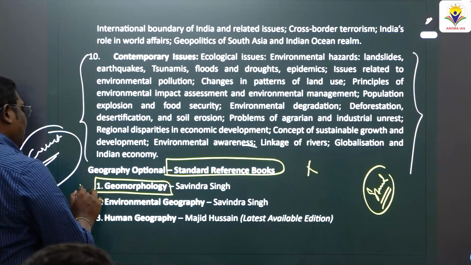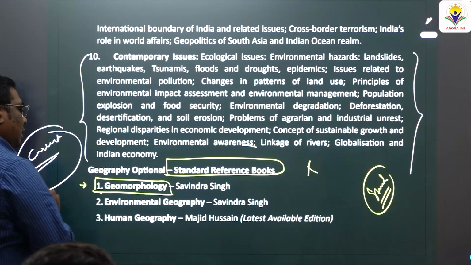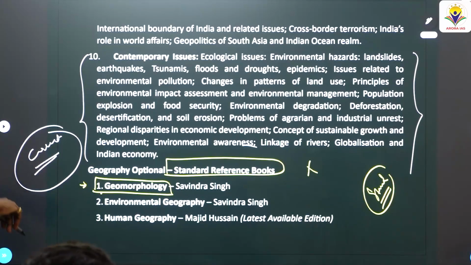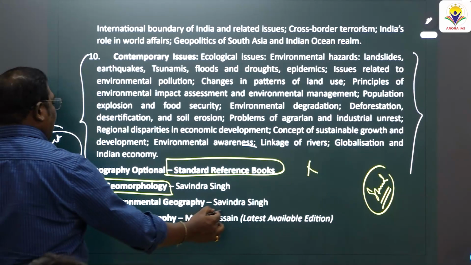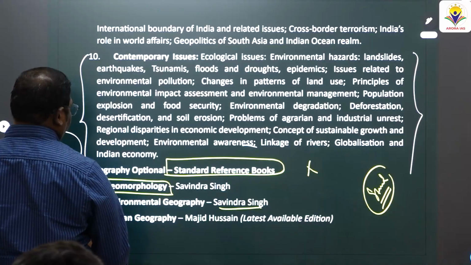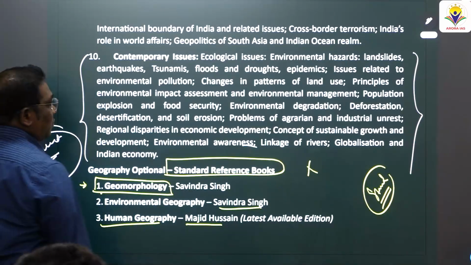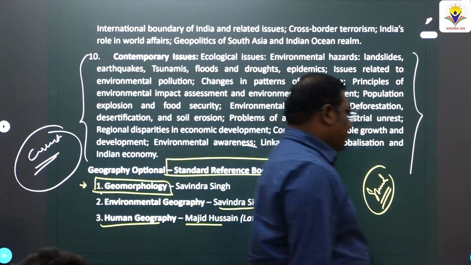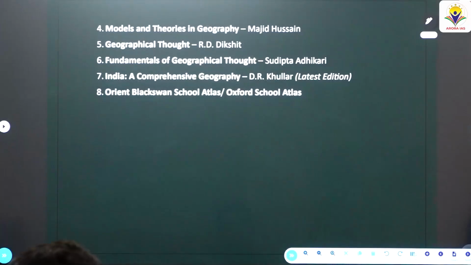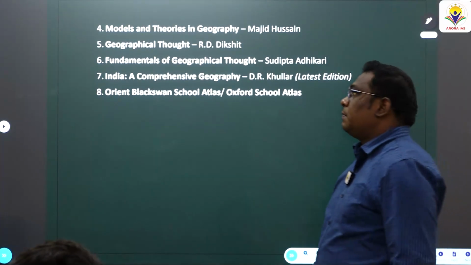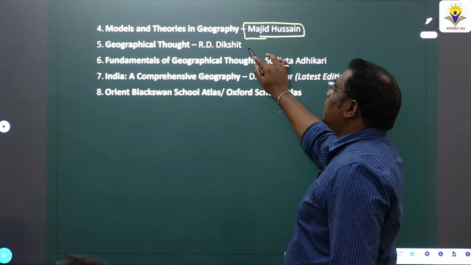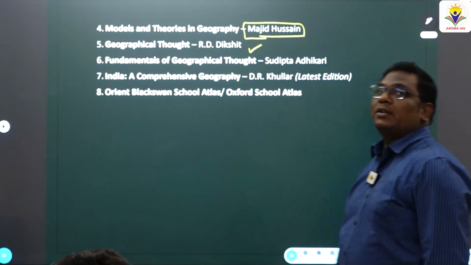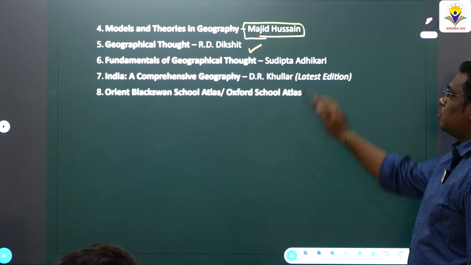But for your reference, if you want to study, here are some books available in the market. Geomorphology, Savindra Singh sir's book. Environmental geography, again Savindra Singh sir's book. Human geography, Mazid Hussain sir's book, which gets updated year by year. Models in geography, also Mazid Hussain sir. Geographical thought, the 10th unit of human geography.